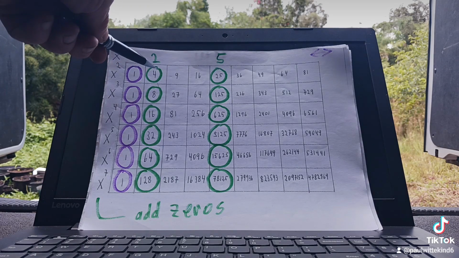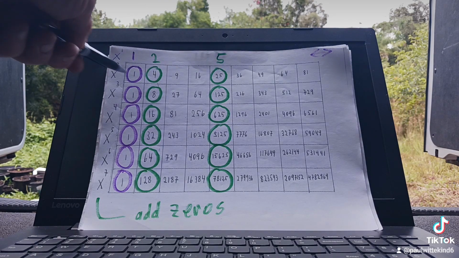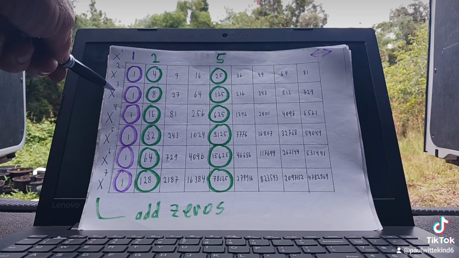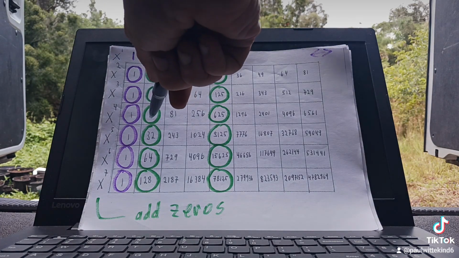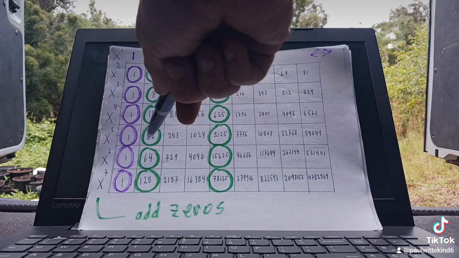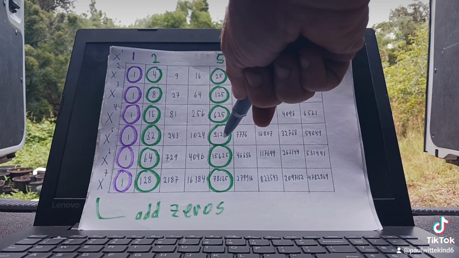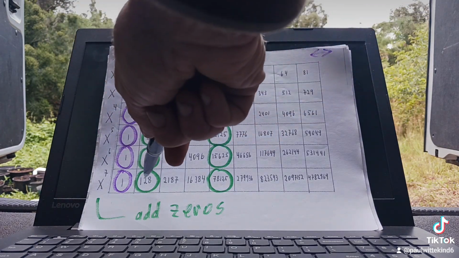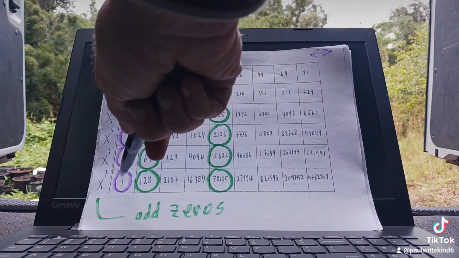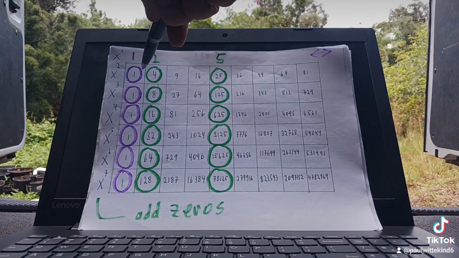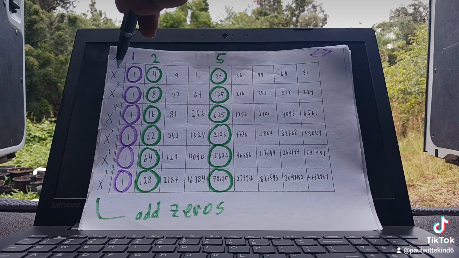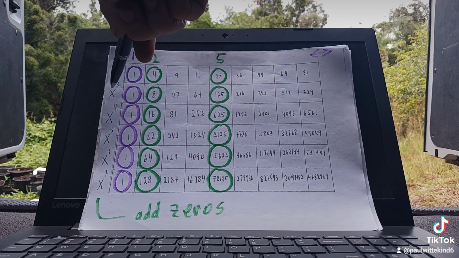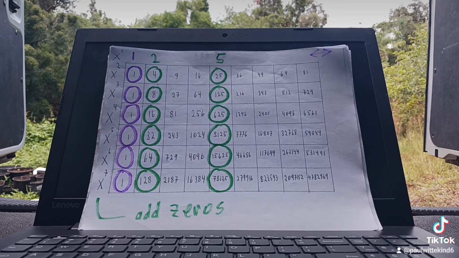2 squared times 5 squared, 4 times 25, is 1 with 2 zeros. 8 times 125, 2 to the third times 5 to the third, is 1 with 3 zeros. 2 to the fourth times 5 to the fourth is 1 with 4 zeros. 2 to the fifth times 5 to the fifth is 1 with 5 zeros. 2 to the sixth times 5 to the sixth is 1 with 6 zeros. 2 to the seventh times 5 to the seventh is 1 with 7 zeros. 2 to the eighth times 5 to the eighth is 1 with 8 zeros. 2 to the 9th times 5 to the 9th is 1 with 9 zeros, etc.